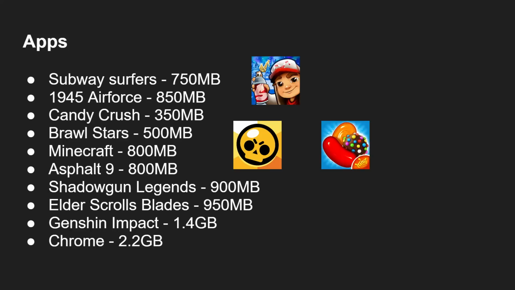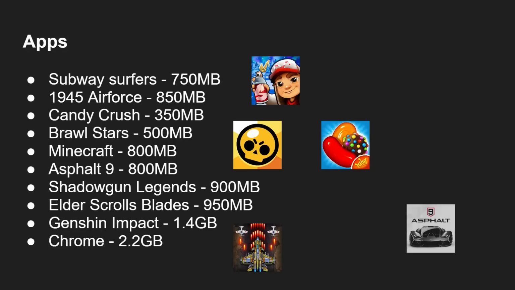So Subway Surfers, 750 megabytes. Air Force 1945, 850 megabytes. Candy Crush, a simple one, 350 megabytes. Brawl Stars, 500 megabytes. Minecraft, 800 megabytes. Asphalt 9, 800 megabytes. Shadowgun Legends, 900 megabytes, as well as Elder Scrolls Blades, 950. Then, of course, the biggies like Genshin Impact, 1.4 gigabytes. And if you get Chrome and really load it up with lots of tabs, you can get that up to 1, 2, 2.5 gigabytes quite easily.